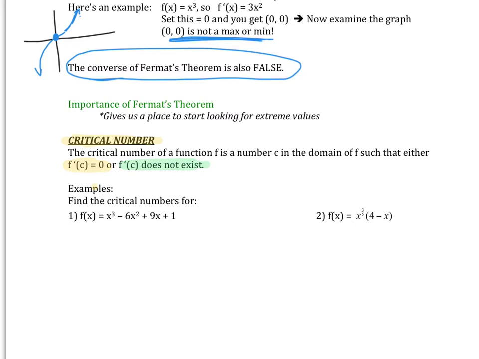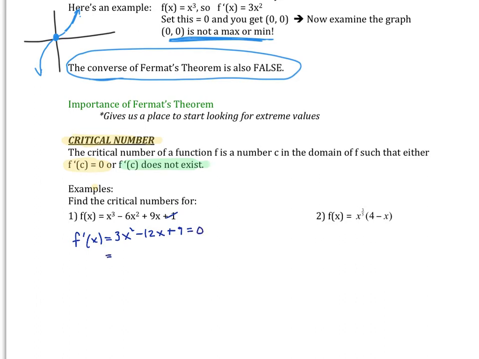So let's do this first example where we are going to look for critical numbers. Find the critical numbers for this. Well, how do we find critical numbers? The process is, we are going to take the derivative of this and set it equal to 0. Okay, so f prime of x will be 3x squared minus 12x plus the 9, right? And that's derivative of constant 0. Now set it equal to 0. And we're going to go ahead and solve this.